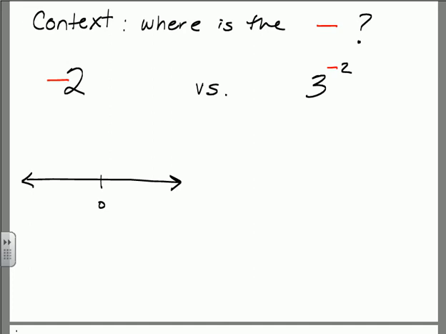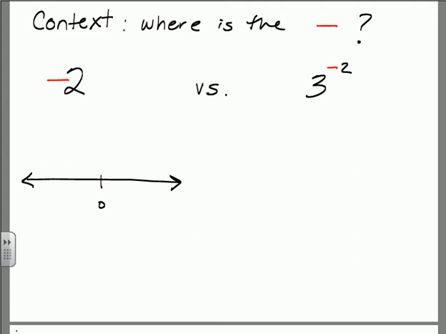So I've got to emphasize this. So context, where is that little horizontal line that we're calling a negative? I've got it in red here. When you see it in front of a big number like that, it's what you have always known that little horizontal line that we call a negative stands for. It just flips things back and forth on the number line.